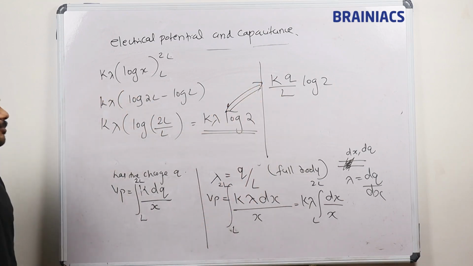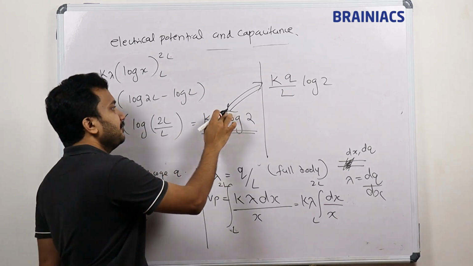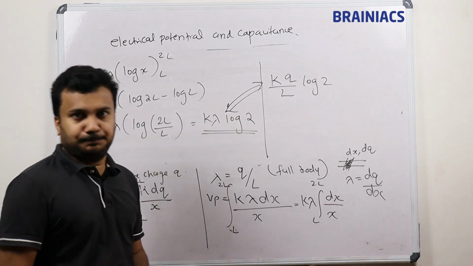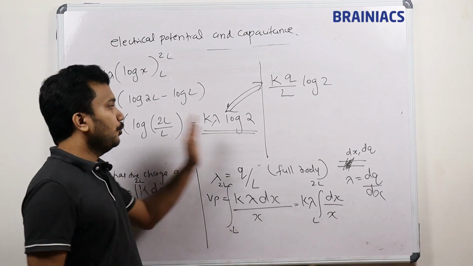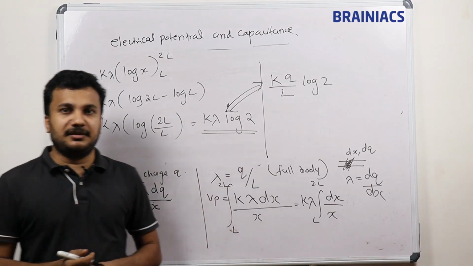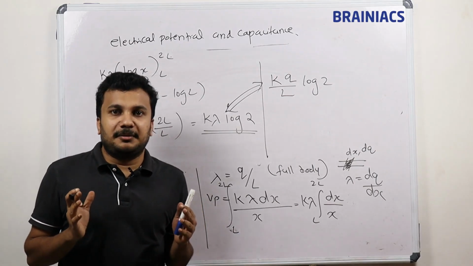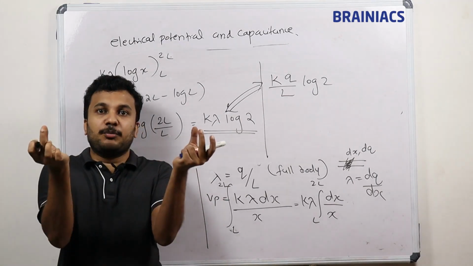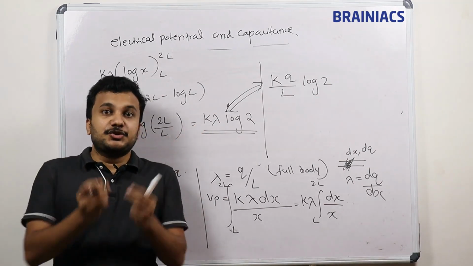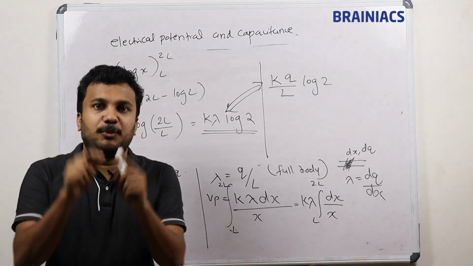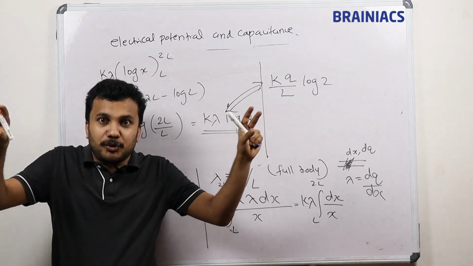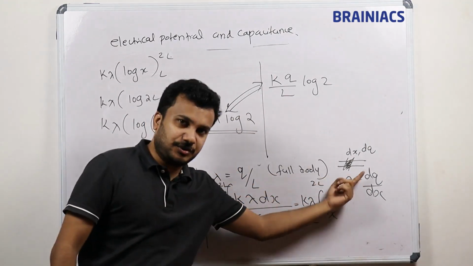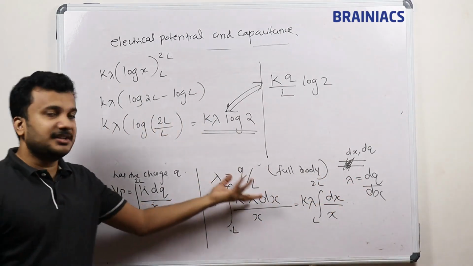Lambda we have just replaced here, no other difference. So kQ by L into log 2. Hope you understood the concept clearly. This is how we find the electric potential due to a uniform rod at some distance. A uniform rod means the charge is not a point charge, it is distributed. What kind of distribution? Lambda, a linear charge distribution. That's why lambda comes into the picture.